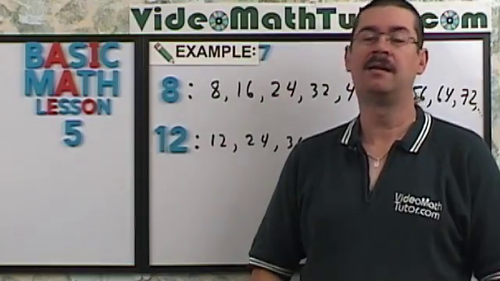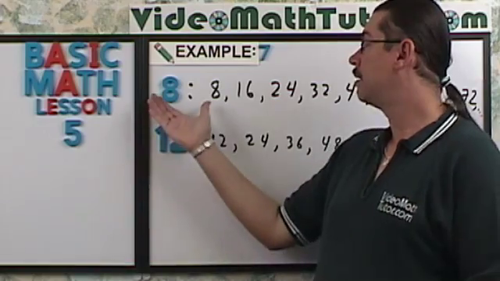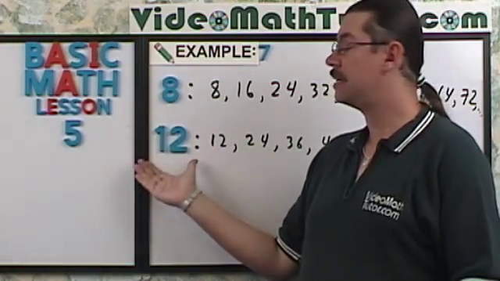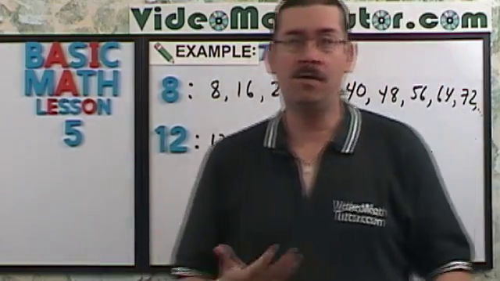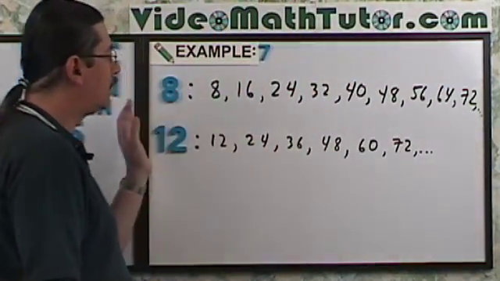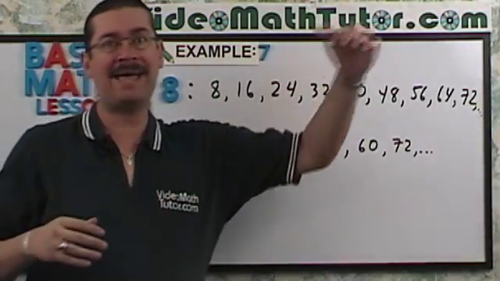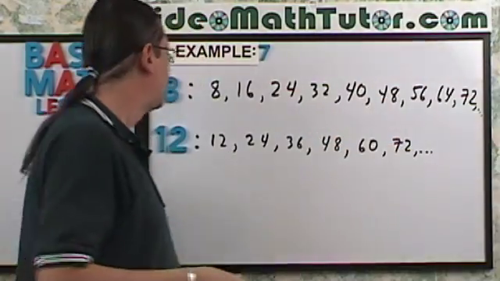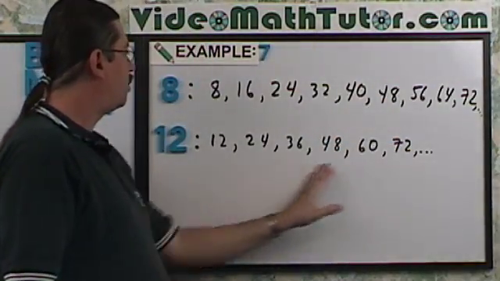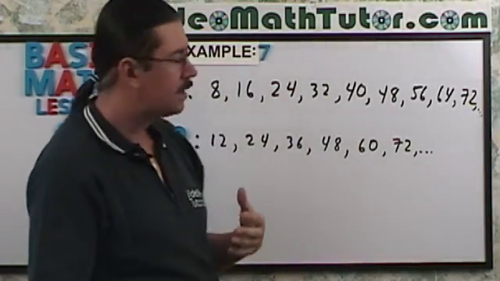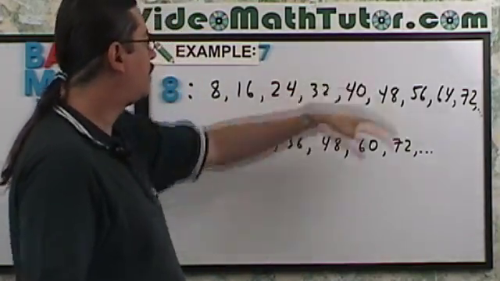For example 7, let's find the LCM between 8 and 12. Well, one way is we can just start listing the multiples of each. So here's some multiples of 8. Again, there is no end, they go on forever. And multiples of 12 are right here. And let's look at which ones are in common to both.